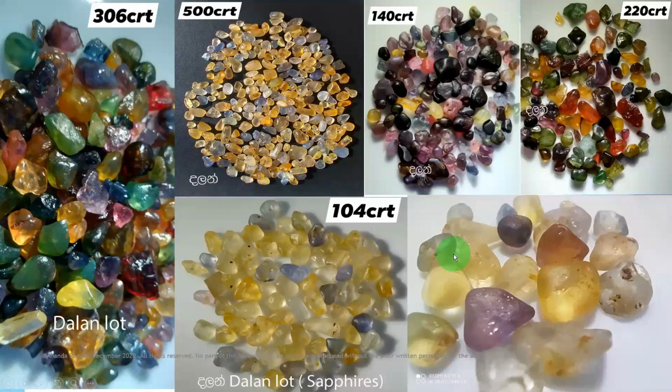Now we came here. This is Dalang lot. Dalang means the small precious stones. Very small ones. There are 306 carats here, 500 carats here, 140 carats here, 220 carats here, 104 carats here, yellow sapphires and light blue and purple here. Those are called Dalan.